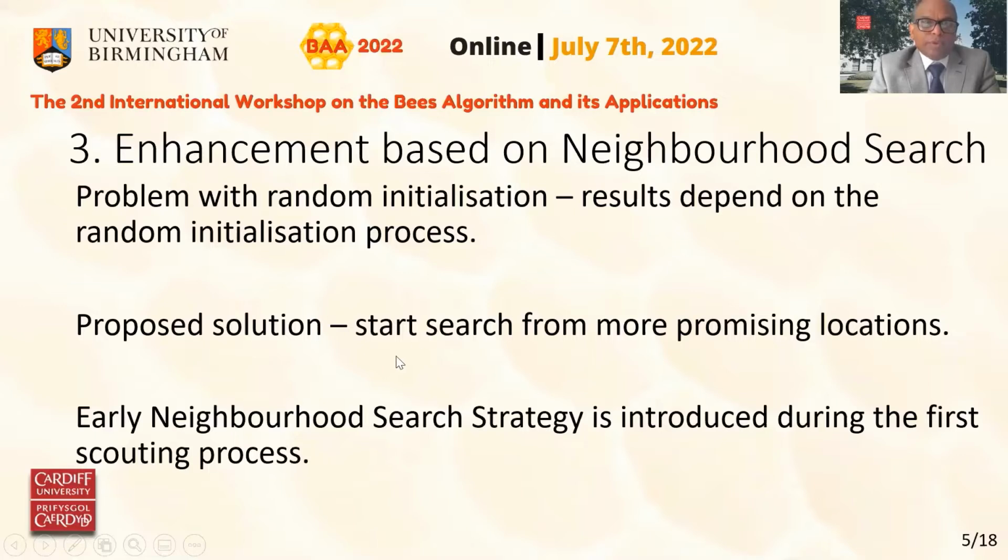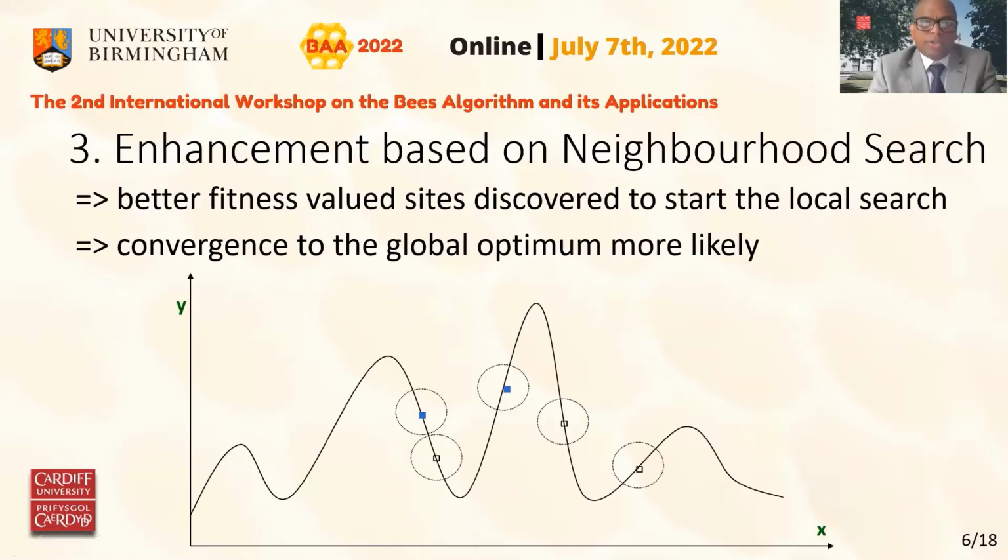So what is the proposed solution? Right from the beginning, you want to ensure that you are targeting the best locations to search. So you need some kickstart for the algorithm to enable the scout bees to focus on more promising locations. So this is called the early neighborhood search strategy, and this will be introduced in the starting phase of the scouting process.